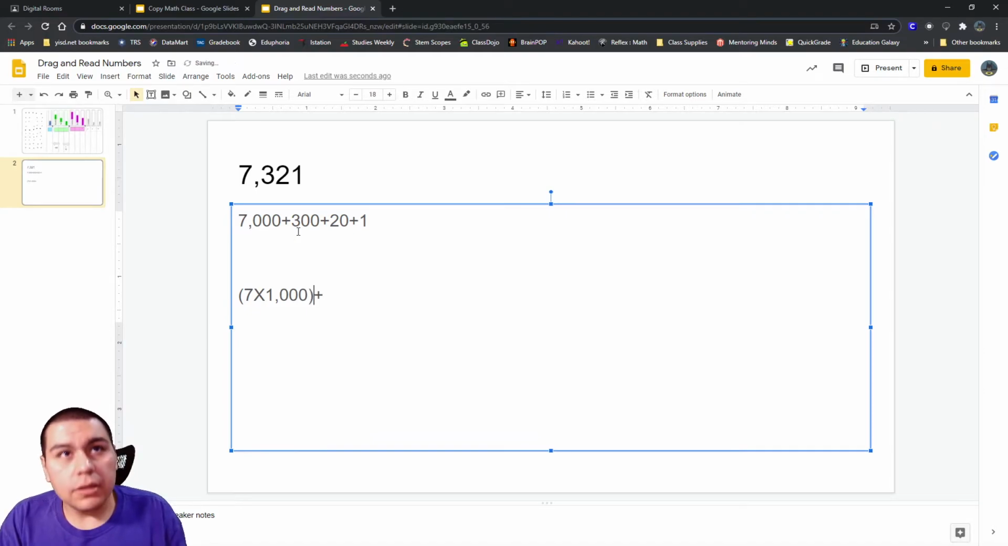Oh, hold on. Sorry, forgot the other parentheses. 7 times 1,000. What would I write to show that there's a 3 in the hundreds place? Nakai, what would I write to show that there's a 3 in the hundreds place? What would I write, Nakai, to show that there's a 3 in the hundreds place?